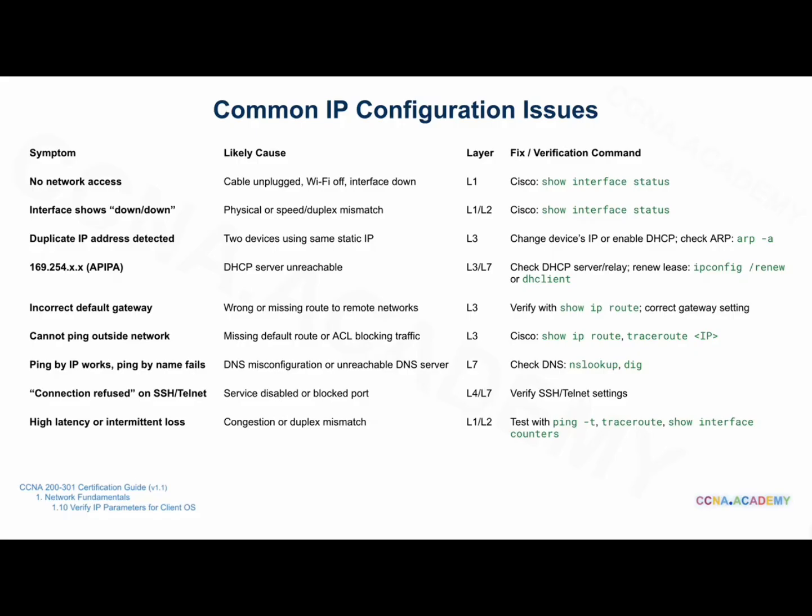A 169.254 address means DHCP isn't reachable, while a duplicate IP is a layer 3 conflict. If you can ping by IP but not by name, that's a DNS problem at layer 7. And if SSH or Telnet fails, the service might be blocked or disabled. Each issue here maps to its OSI layer, and the commands beside it, like ipconfig /renew or show ip route, tell you exactly how to confirm and fix it.